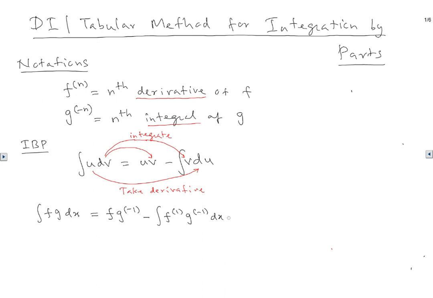Now we're going to apply this same formula again to the second integral. So if you do it again with the two functions, the first one you write as it is, the second function you integrate, so it's g to the negative 1, now we get negative 2. And then a minus sign, and then you take the derivative of the first function, so that means f with 2, and you integrate the second function, negative 2.